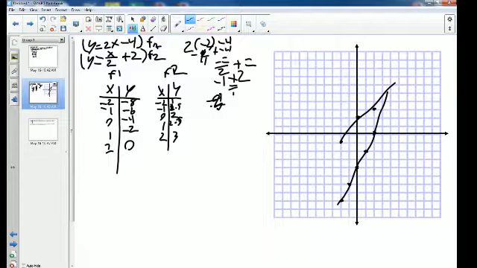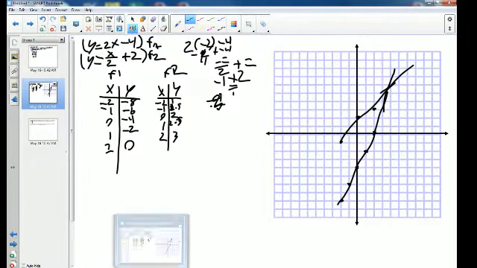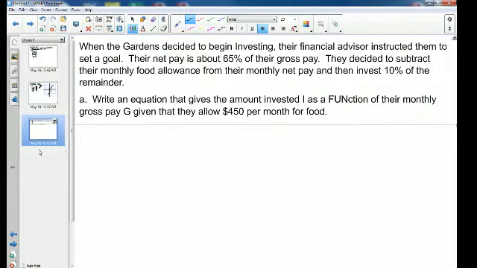So if you can check the inverses with those sets, that's the inverse, and what these do is they'll cross. And so for real world application, this is mainly used for finance problems. So in this one, when the Gardens decided to begin investing, their financial advisor instructed them to set a goal. Their net pay is about 65% of the gross pay. They decided to subtract their monthly food allowance from their monthly net pay, and they invest 10% of the remainder.